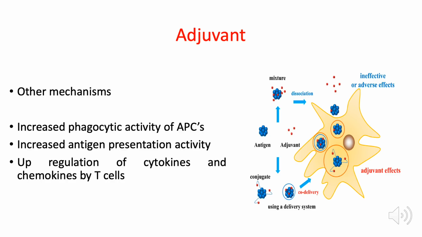Other mechanisms on how the adjuvant can increase the immunogenicity of the components of the vaccine are, number one, they can increase the phagocytic activity of the APCs. When they do, they can also increase the activity of antigen presentation. So, the higher the activity of antigen presentation, the more T cells will be activated. And with that, the T cells could be producing higher amounts of cytokines. And with the higher amounts of cytokines, you will have higher numbers of B cells that will become plasma cells. And when you have higher amounts of plasma cells, expect that you will produce higher amounts of antibodies.